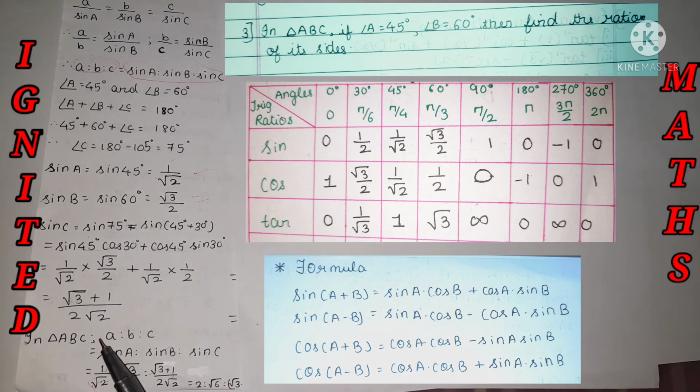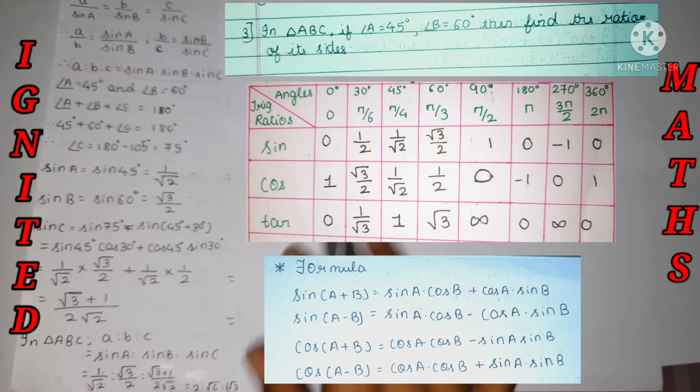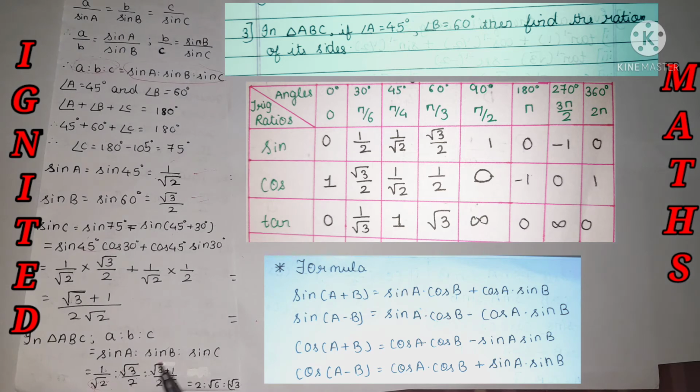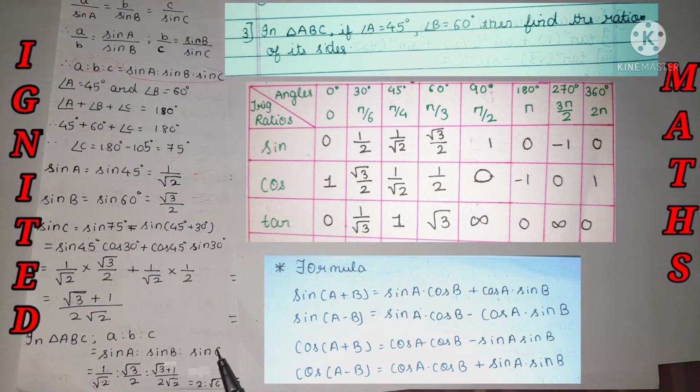If we have done with that, then according to the question we need to find the ratio of sine A to sine B to sine C. That is nothing but the ratio A to B to C, as we have done previously: sine A to sine B to sine C. We know the values accordingly. Just put them over here and we'll be getting the answer.